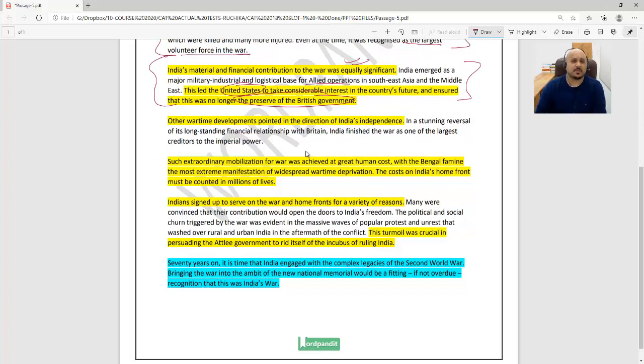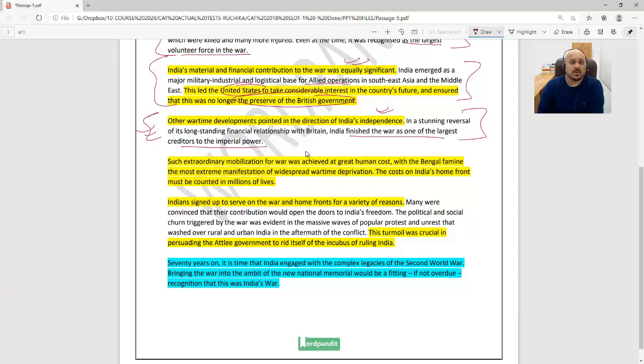Other wartime developments pointed in the direction of India's independence. In a stunning reversal of its long-standing financial relationship with Britain, India finished the war as one of the largest creditors to the imperial power. So India contributed a lot of money. This was against the flow of relationship, right? Generally, India was not a creditor, right? So this reverses the flow of relationship.